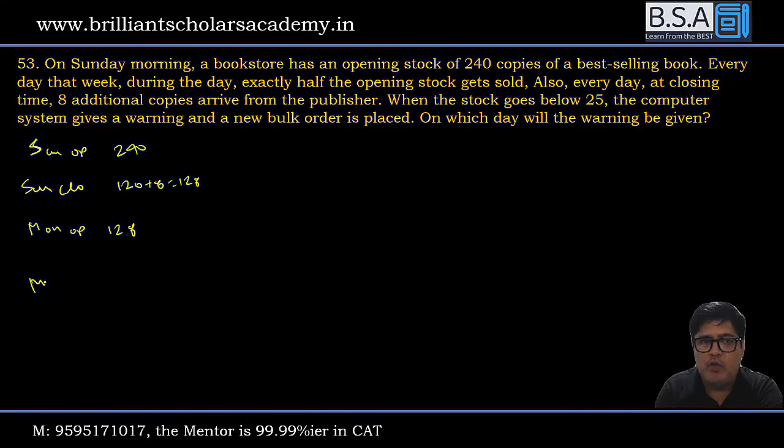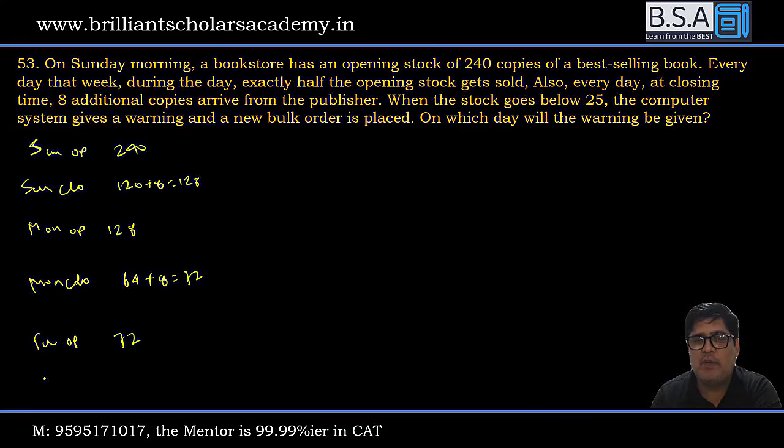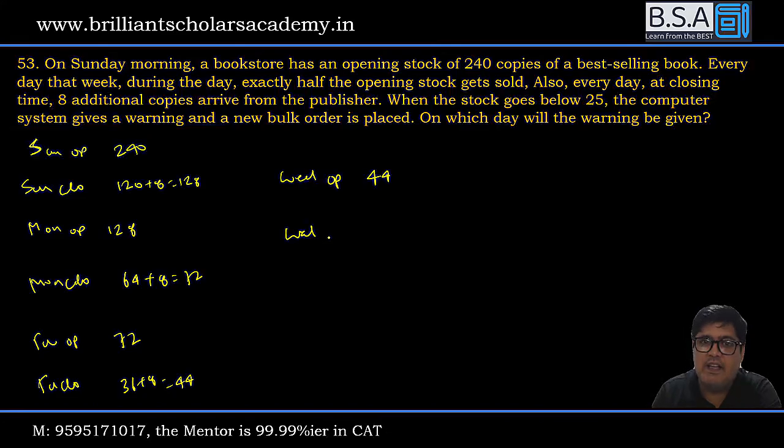Monday opening, 128 books. So Monday closing it should be 64 books plus 8 arrive at closing time, that is 72. So Monday closing means Tuesday opening there are 72 books. So Tuesday closing there should be 36 plus 8 books, which is 44. So Tuesday closing would mean Wednesday opening there are 44 books.